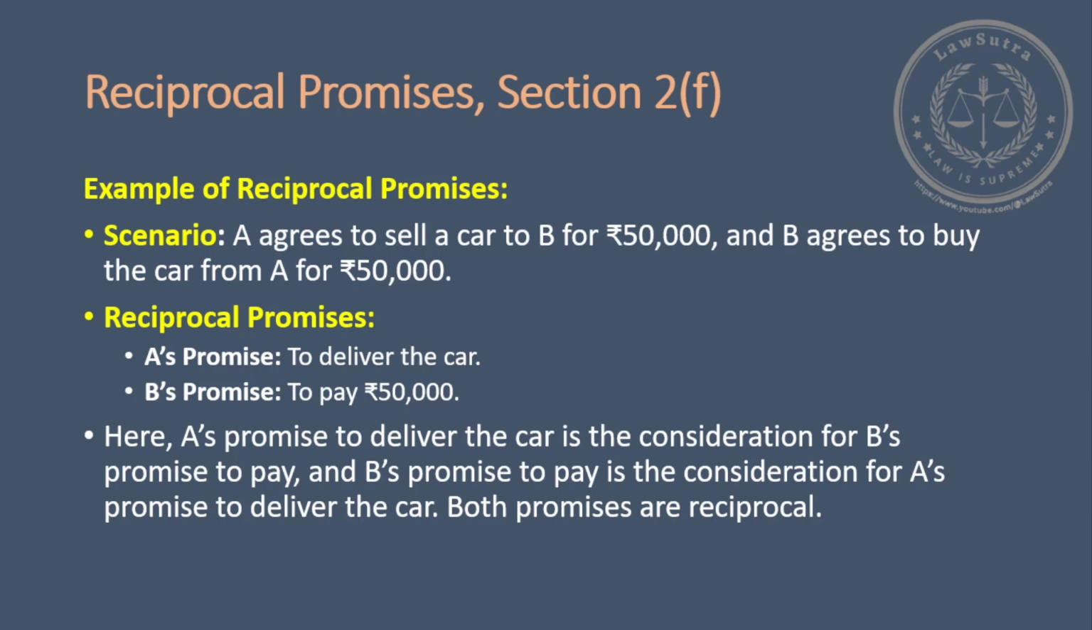Example of the reciprocal promise. A agrees to sell a car to B for 50,000 and B agrees to buy the car from A for 50,000. Reciprocal promises: A's promise to deliver the car, B's promise to pay the 50,000 rupees. Here, A's promise to deliver the car is the consideration for B's promise to pay, and B's promise to pay is the consideration for A's promise to deliver the car. Both promises are reciprocal.